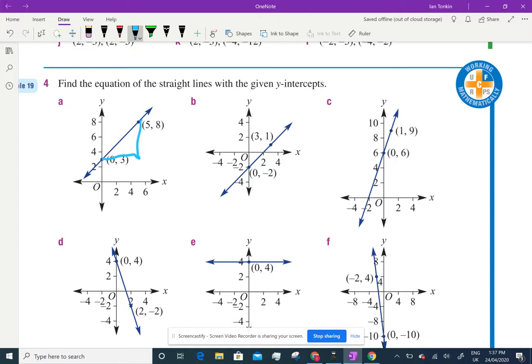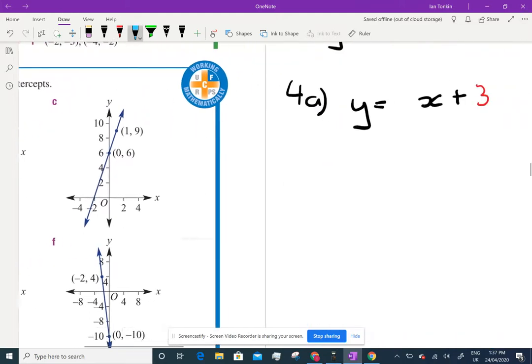Now this is positive, so how far across does it go? Well, it goes from 0 all the way to 5, so it goes 5 across, 0 to 5. And how far up does it go? Well, it goes from 3 to 8. So here it's 3 and it goes all the way up to 8. So that's also 5. So the rise over the run, the gradient, is 5 over 5, which equals 1. And it's positive. So it's just a positive 1.